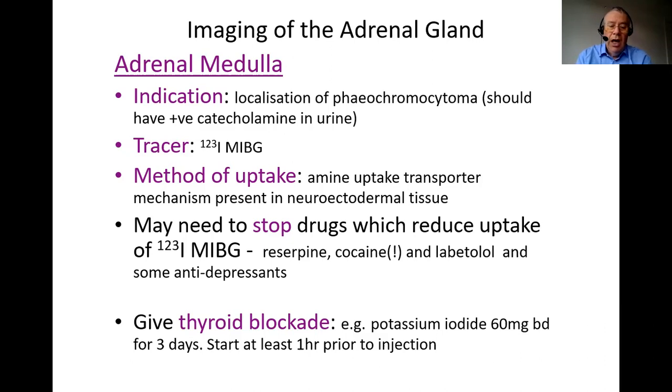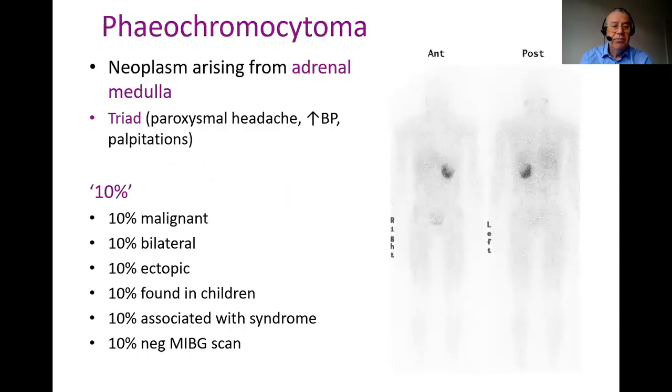But we do need to stop any drugs which interfere with the MIBG uptake, and these tend to be old-fashioned antihypertensives and drugs like cocaine and alpha and beta blockers. Because of using iodine as our radionuclide, we do need to protect the thyroid with either potassium iodide or, more commonly these days, if we can get hold of it, perchlorate.